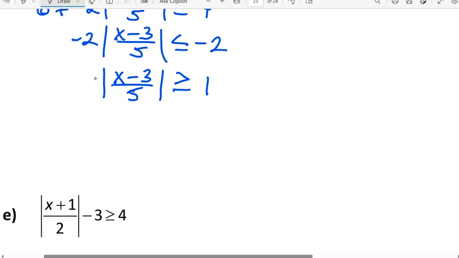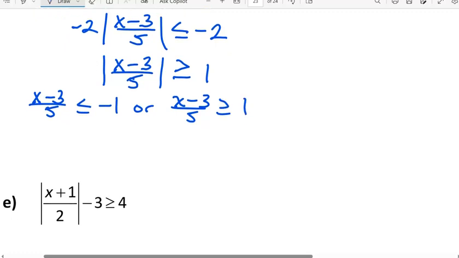And when an absolute value is greater than a positive number, then the inside of the absolute value is either less than, or in this case, less than or equal to the opposite, or the inside is greater than or equal to that number. I'm going to multiply both sides of the inequalities by 5 and then add 3.